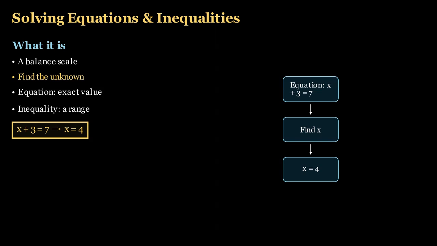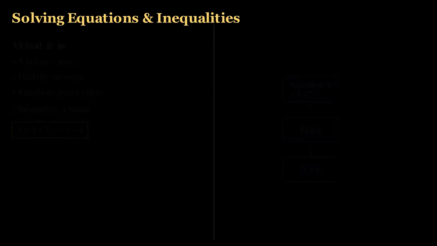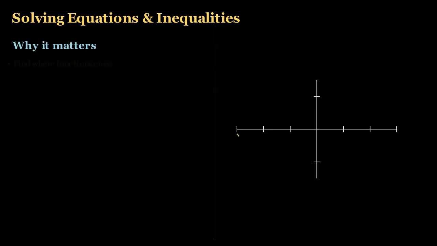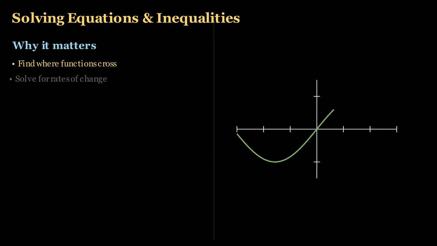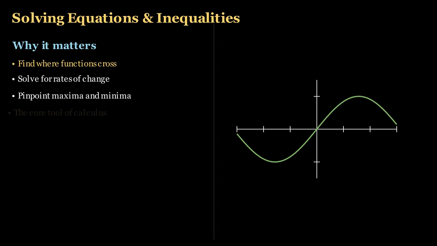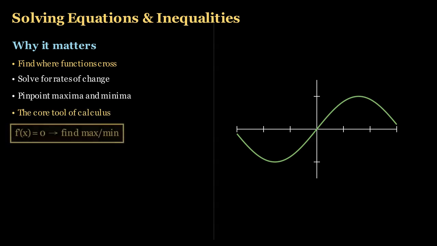In calculus, we are constantly hunting for special points. We want to know where a curve touches the x-axis, which is finding the roots of a function. We want to know where two curves intersect. We want to know the exact moment a rocket's speed hits 0 at the top of its flight. All of these problems boil down to solving an equation. For instance, to find the highest point on a parabola, you first find where its slope is 0 by solving an equation.